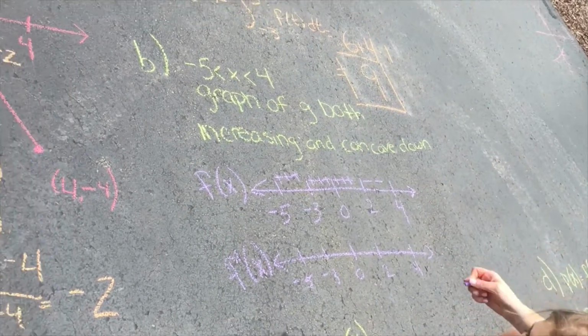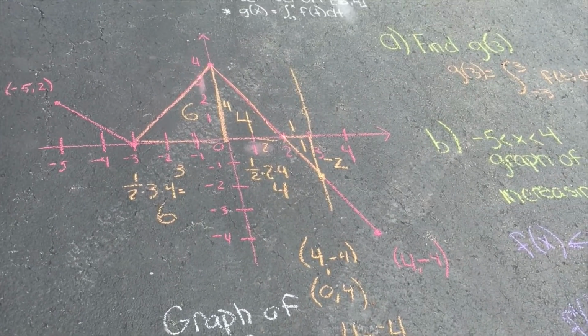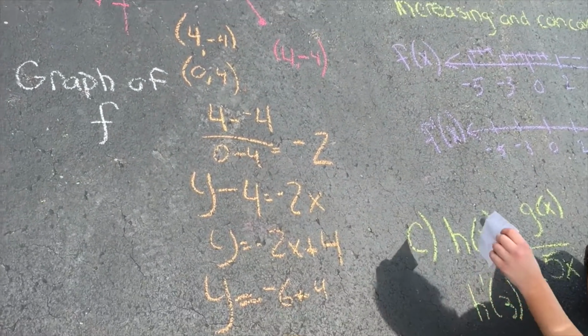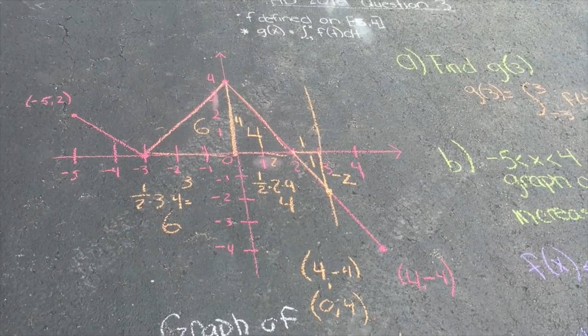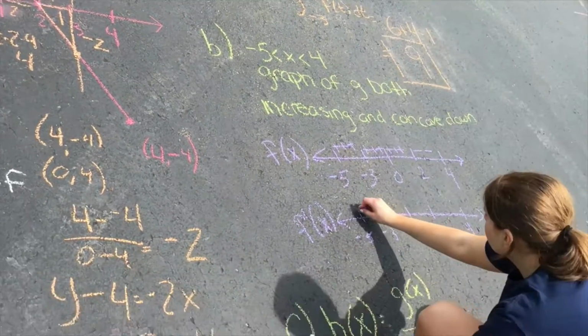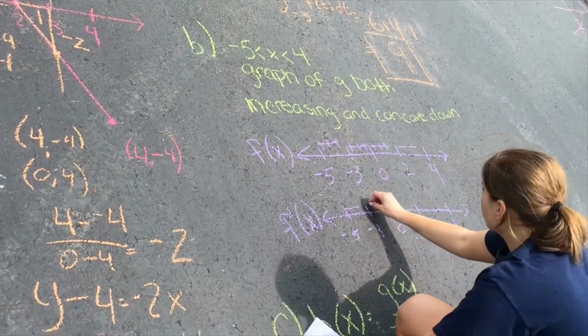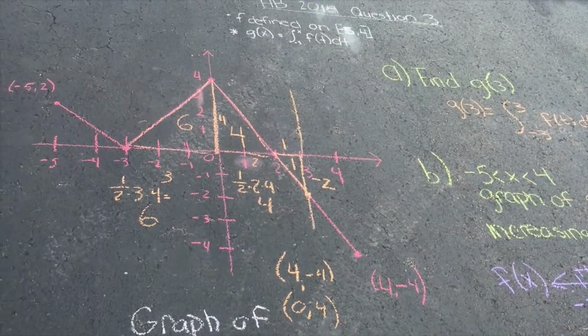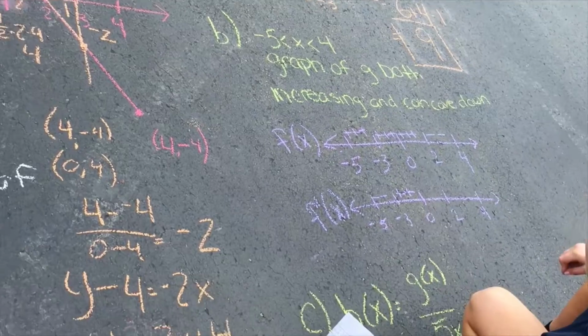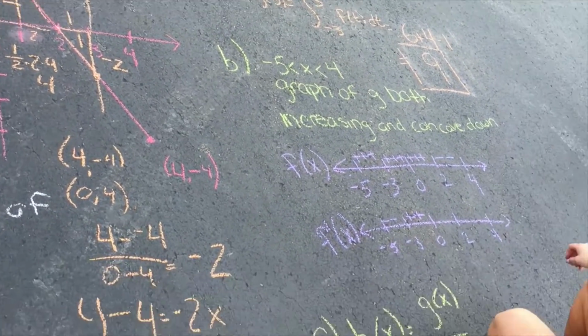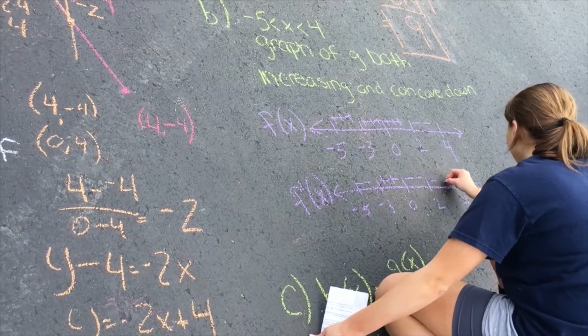But because f prime of x is also the slope, we'll be looking at the slope vectors on the graph. So from -5 to -3, we can see that the slope is negative. The slope from -3 to 0 is positive. The slope of 0 to 2 is negative, and the slope of 2 to 4 is still negative.